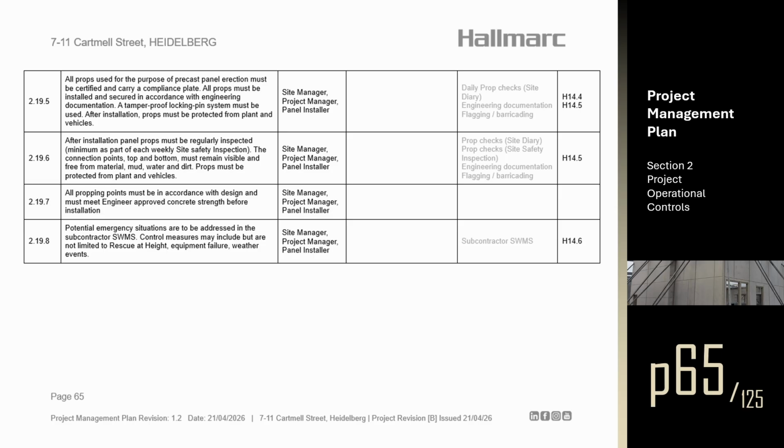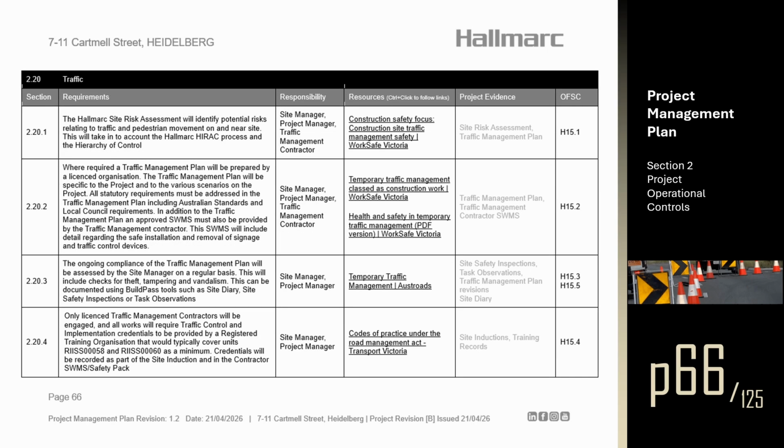Section 2.19.7. All propping points must be in accordance with design and must meet engineer-approved concrete strength before installation. Section 2.19.8. Potential emergency situations are to be addressed in the subcontractor SWMS. Control measures may include but are not limited to rescue at height, equipment failure, and weather events. Section 2.20. Traffic.